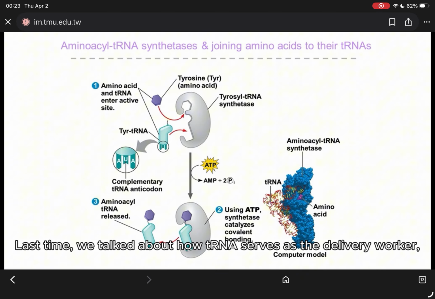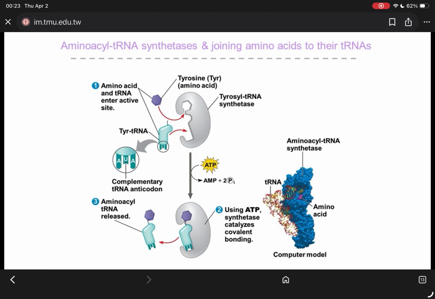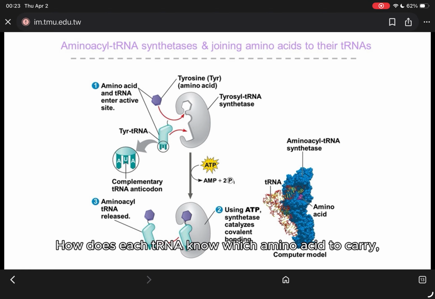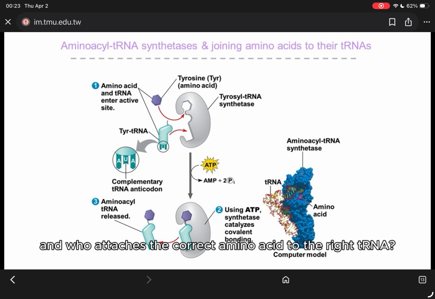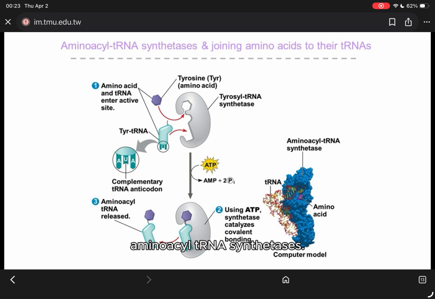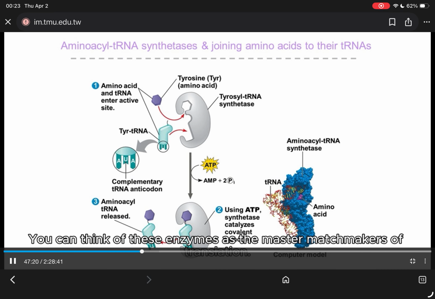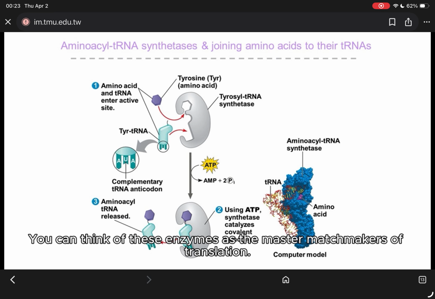Last time, we talked about how tRNA serves as the delivery worker, carrying amino acids to the ribosome. But here's the question. How does each tRNA know which amino acid to carry? And who attaches the correct amino acid to the right tRNA? The answer is today's star player, aminoacyl tRNA synthetases.